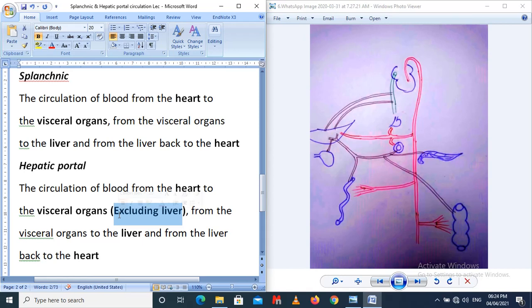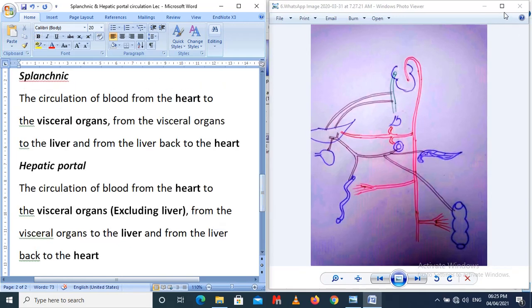Here, this one thing differentiates the hepatic portal circulation from the splanchnic circulation. Excluding the liver, it should not supply oxygenated blood directly from the aorta to the liver, but from the visceral organ to the liver, and the liver can get supply from the visceral organ only, not from the heart directly. And from the liver back to the heart, I'm going to explain it in the next slide.